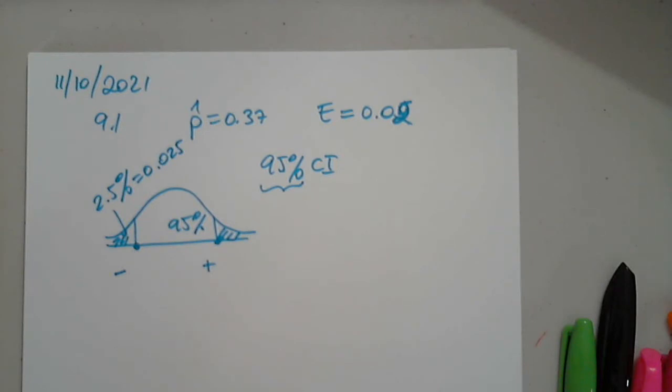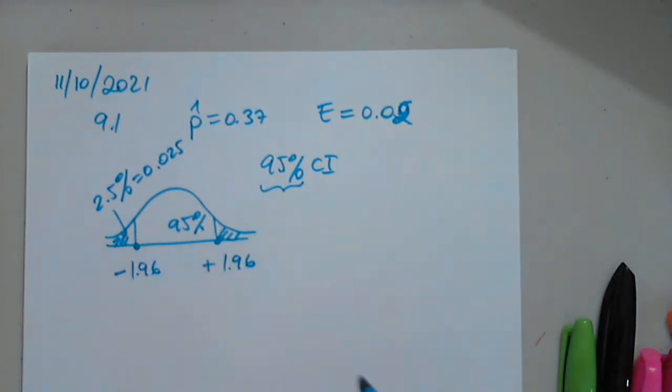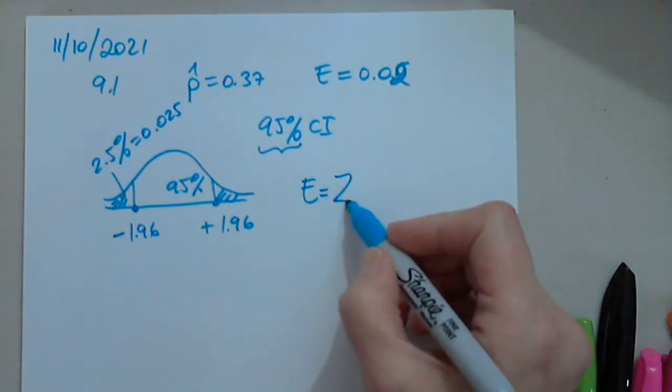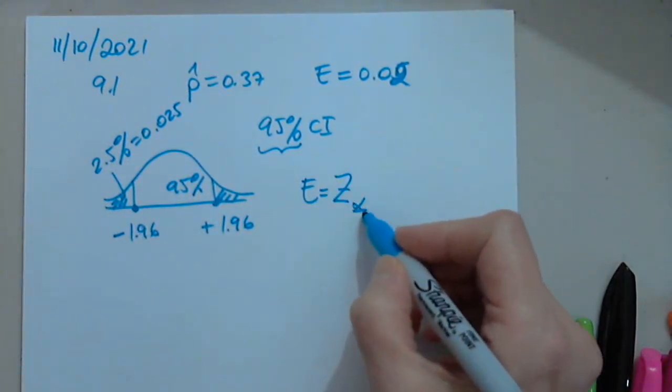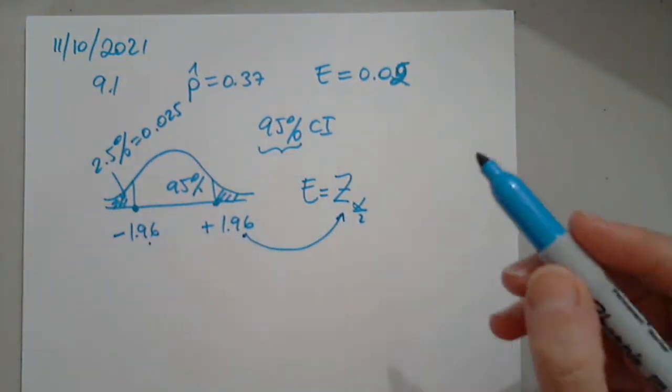So we go to the area, which is 0.025, and the standard deviation has mean 0 and standard deviation 1. I mean the Z standard normal. And we get that 1.96, either positive or negative. So this is the first thing we have to determine, right? So remember what margin of error is. The margin of error is Z alpha over 2, this or this. It doesn't matter. We're going to use the positive, right?